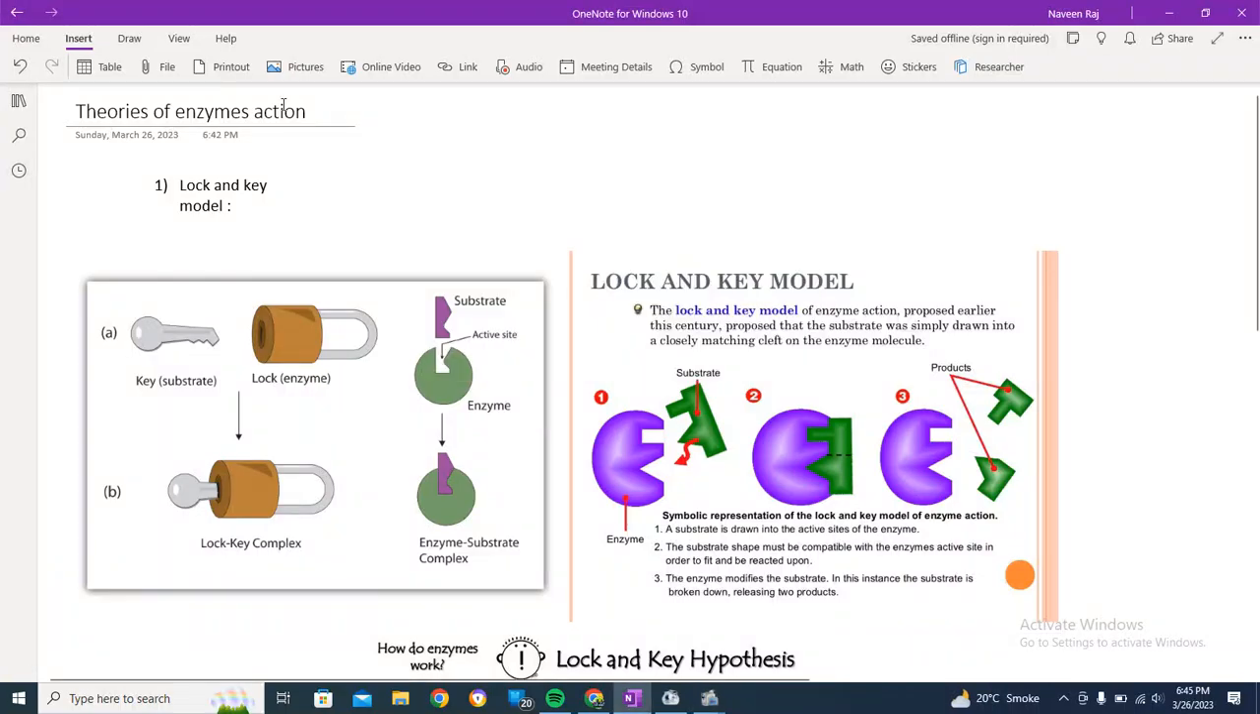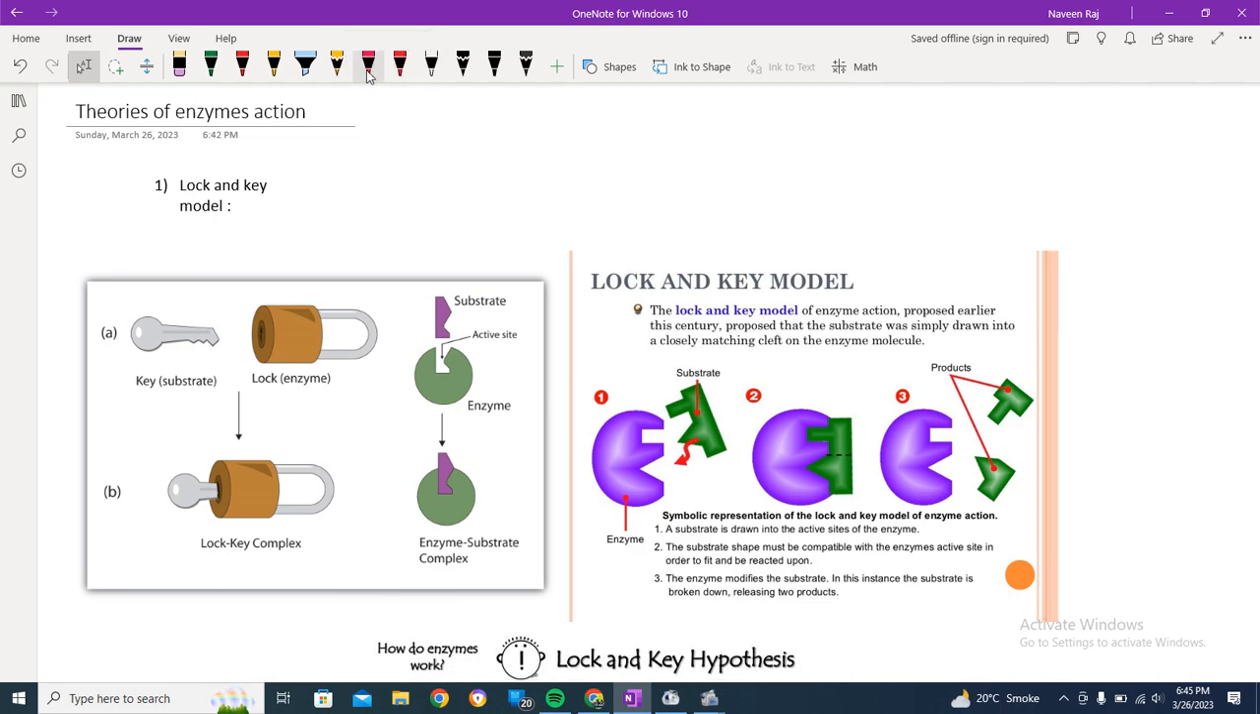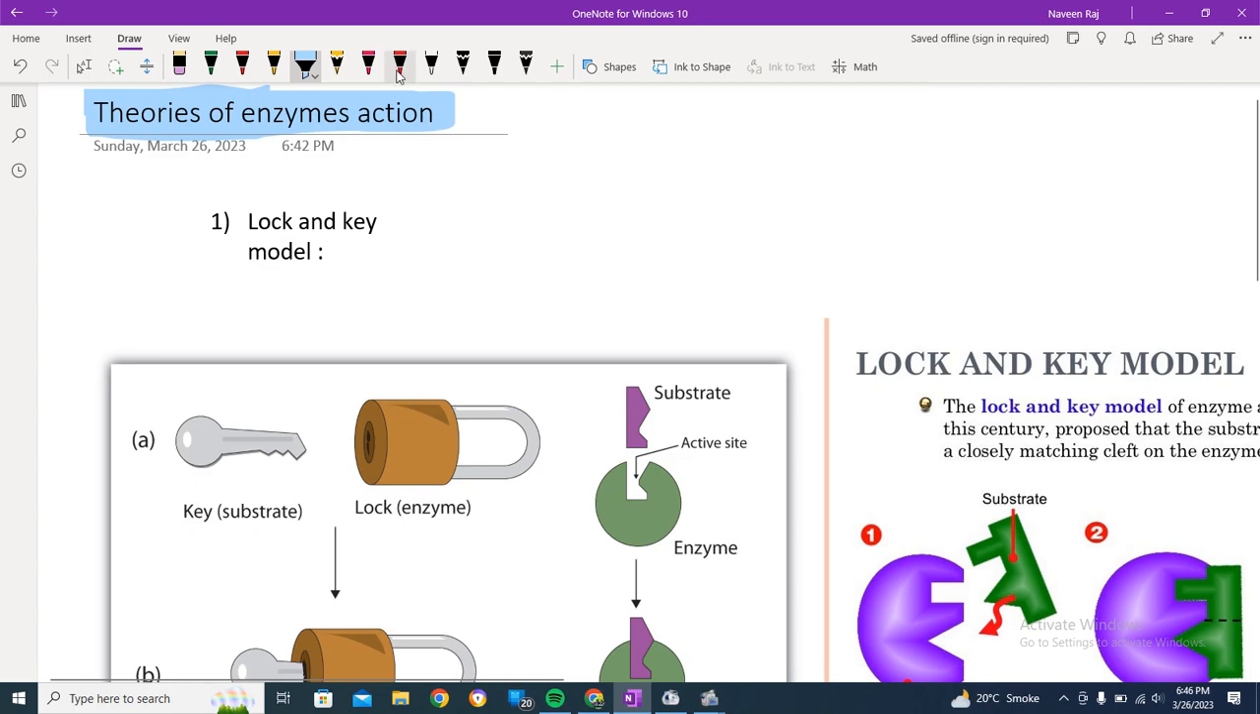Hello guys, welcome back to the video. In today's video we are looking at a new topic of enzymes, the theories of enzyme action. In the previous video we discussed the enzymes introduction, the properties and the characteristics. If you haven't checked out that video, do check that out. In today's video we are looking at the theories of enzyme action. What does this mean?